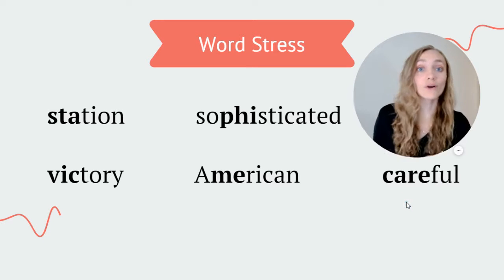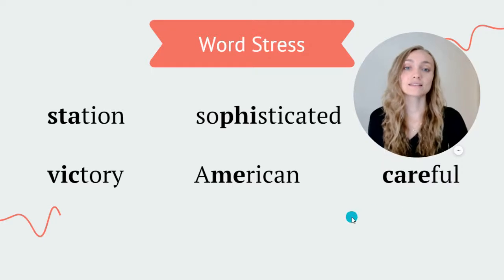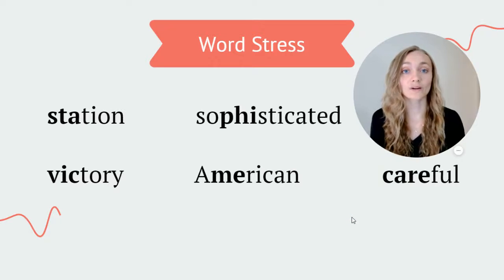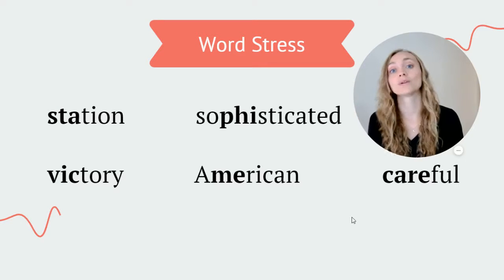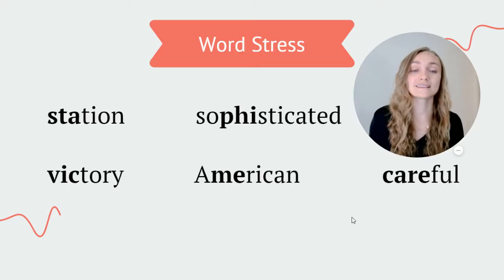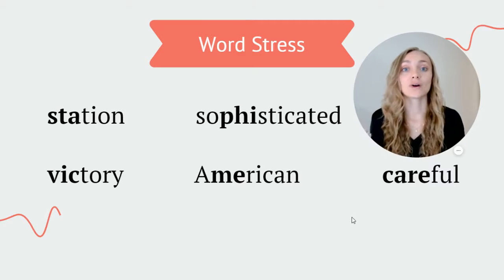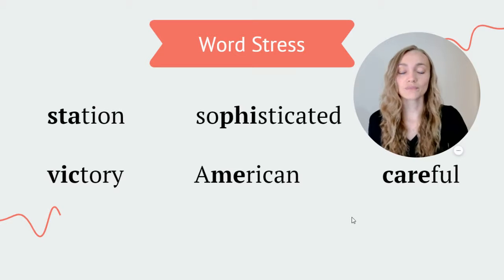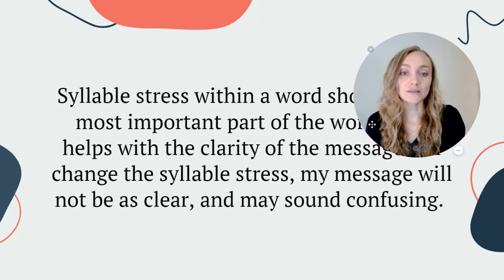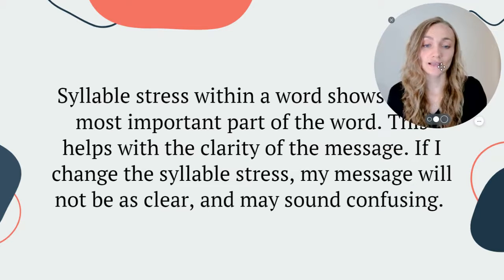Careful, not careful, careful. The same way that with words, we use the same example we used before, the word árbol in Spanish. I know because I see a tilde, an accent mark, I say árbol. I don't say árbol, I say árbol. So I can tell that distinction. But we're doing the same thing in English, even though it's not written down. Okay? So syllable stress within a word is showing the most important part of the word.